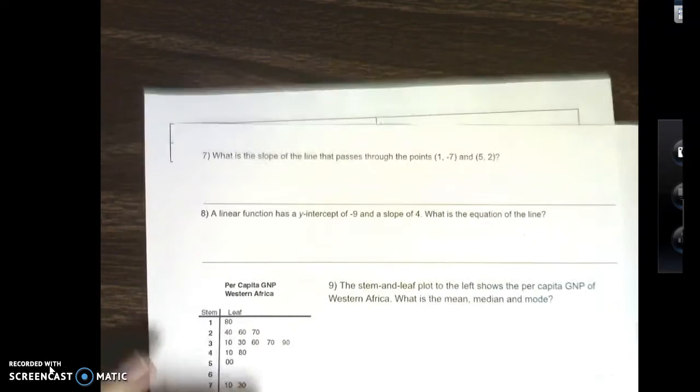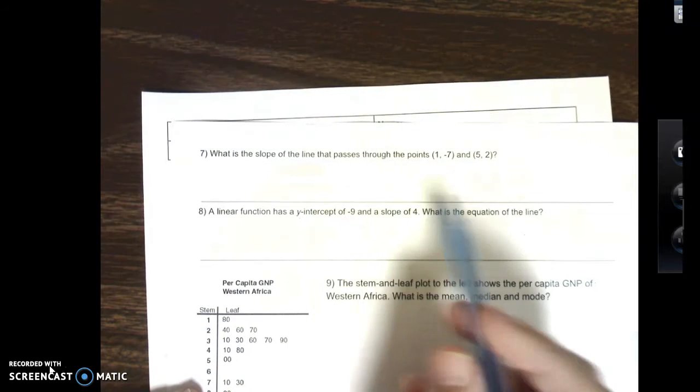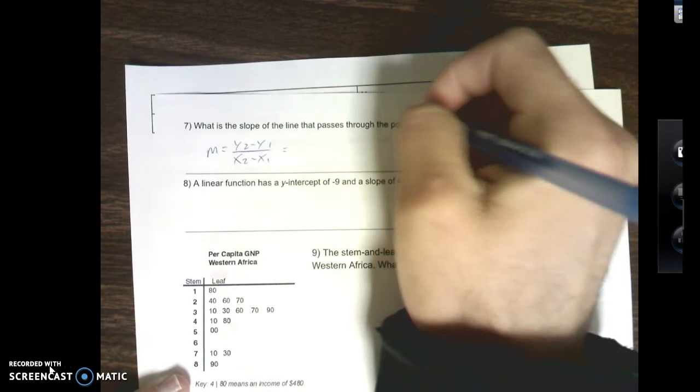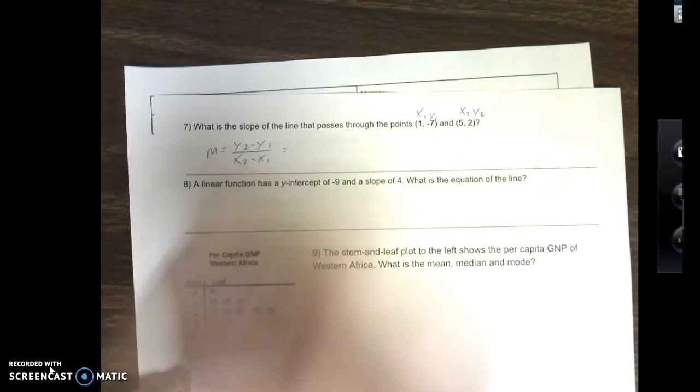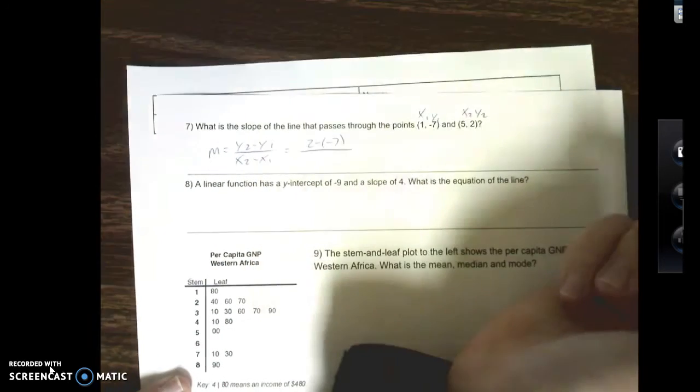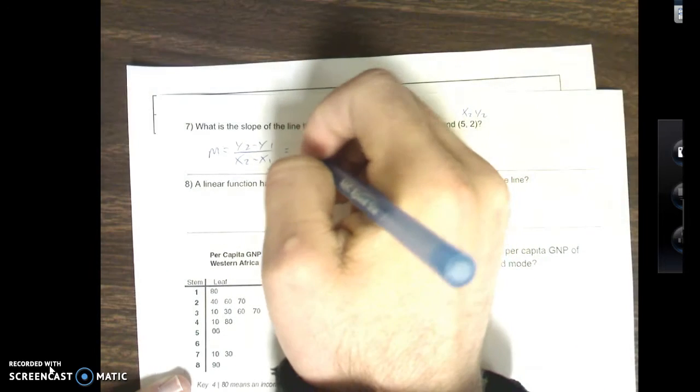All right. What is the slope of a line that passes through the following points? Ladies and gentlemen, I'm going to give you this formula as you were given it on the Keystone. Okay. So here's your x1, y1, x2, y2. Plug stuff in over here. I've got 2 minus -7 divided by 5 minus 1.